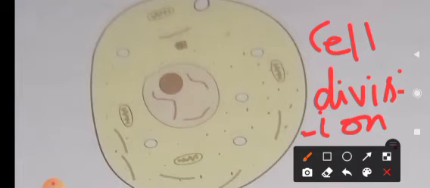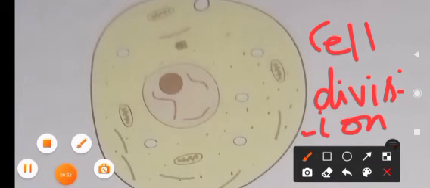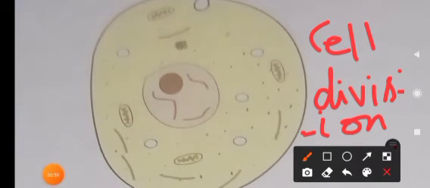Even though it is a multicellular organism, the life of that organism starts from a single cell only, which is called a zygote, formed by the fusion of a male cell and a female cell. The single cell divides into two cells, and the two cells into four cells, and so on. Thus the zygote grows into an embryo.